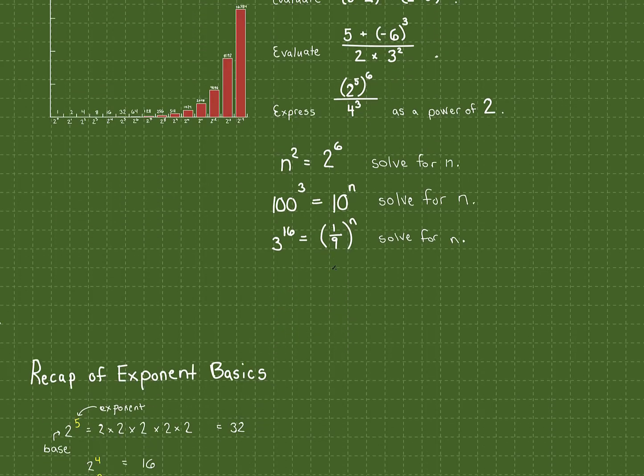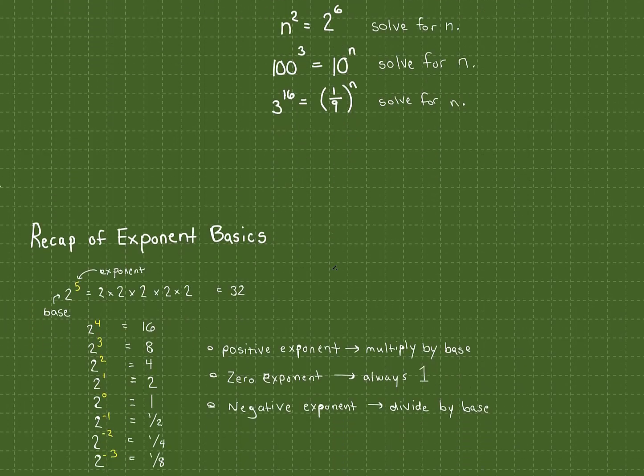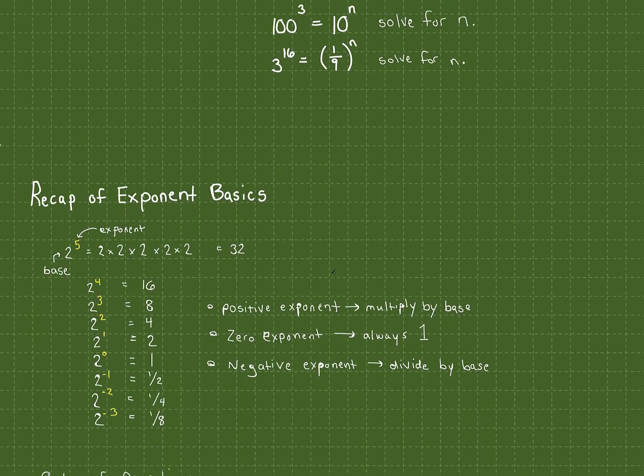So, before we continue on, I just want to do a quick recap of some exponent basics. Please check out my other video for further explanations. In an exponential expression like 2 to the 5th, this is a power, so this is 2 to the 5th power. 2 is our base, that's the number we're multiplying by. 5 is the exponent, and that's the number of times we're multiplying by the base. So 2 to the 5th becomes 2 times 2 times 2 times 2 times 2, which comes out to 32.